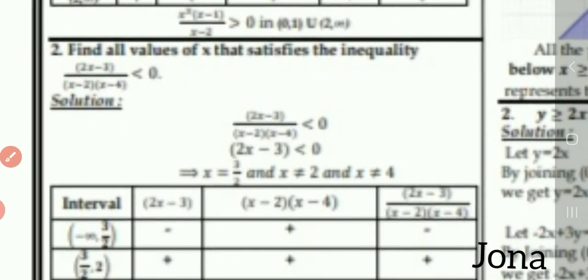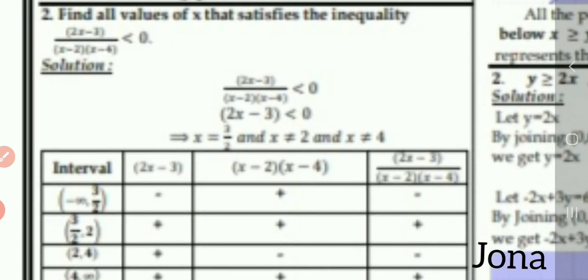The next problem, the second problem: find all the values of x that satisfy the inequality (2x minus 3) divided by (x minus 2) into (x minus 4) less than 0. For the numerator, I got 2x minus 3. So equate that to 0, and you will get the value of x. The value of x is nothing but 3 by 2.